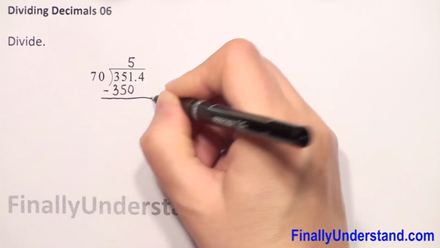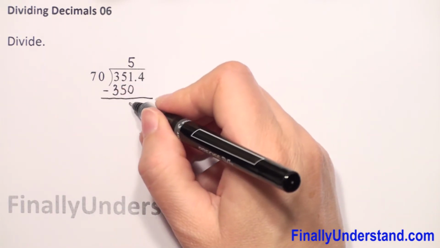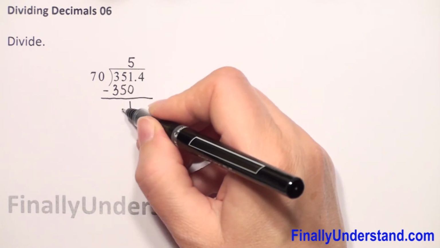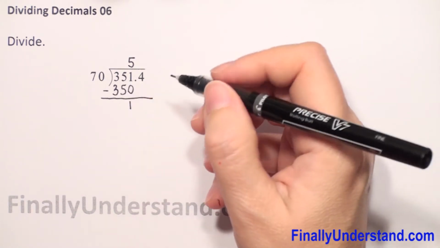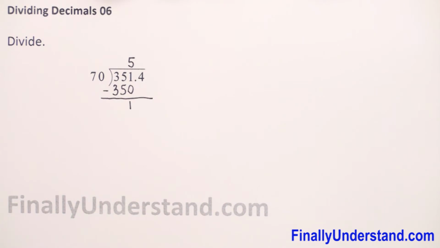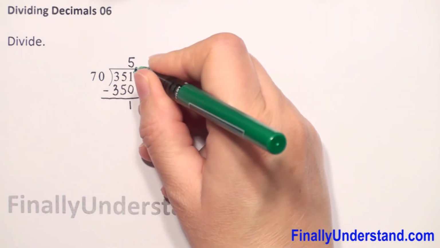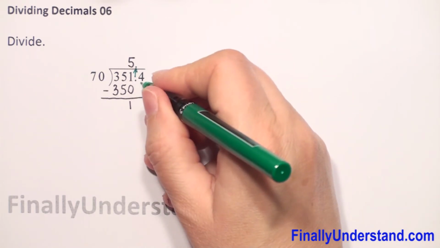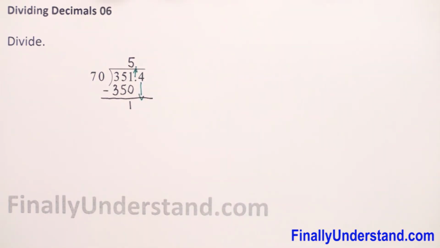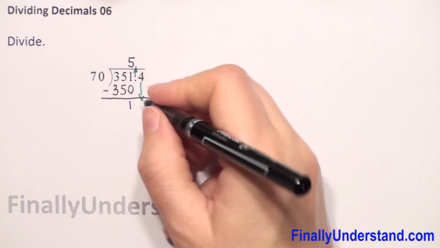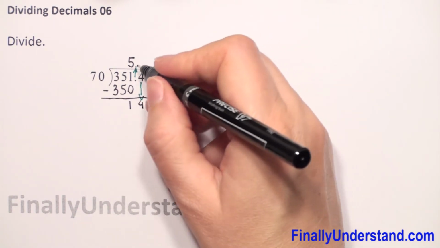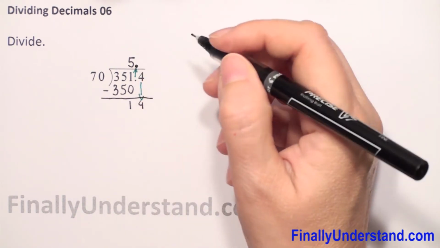And now we have to do subtraction. 1 minus 0 is 1, 5 minus 5 is 0, 3 minus 3 is 0, we don't have to write. What next? We have to copy the decimal point exactly in the same column on the top, and we take the next digit down. This is 4. So you have 4, and the decimal point is after 5.